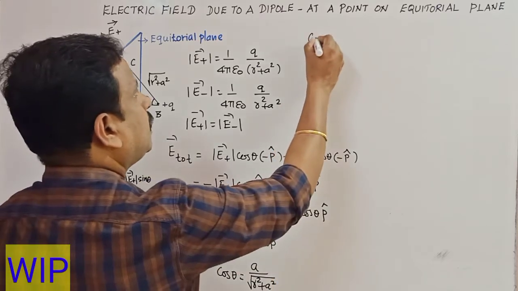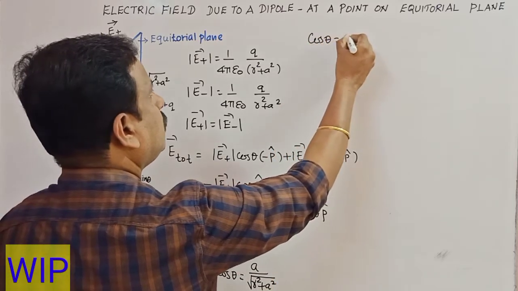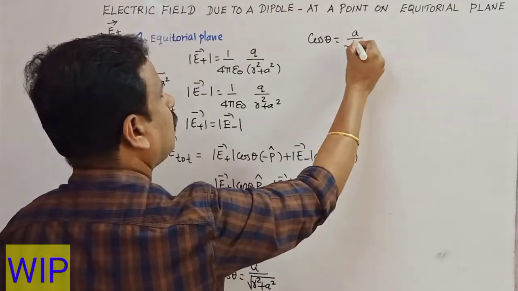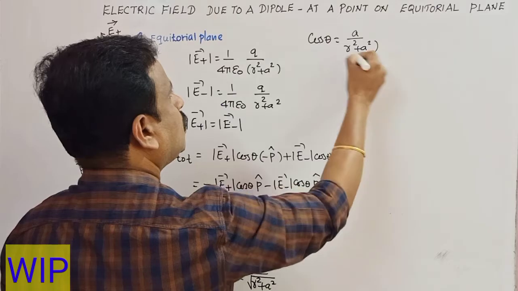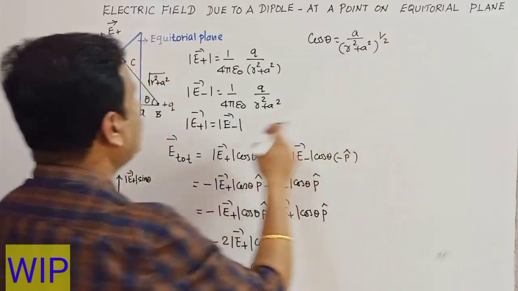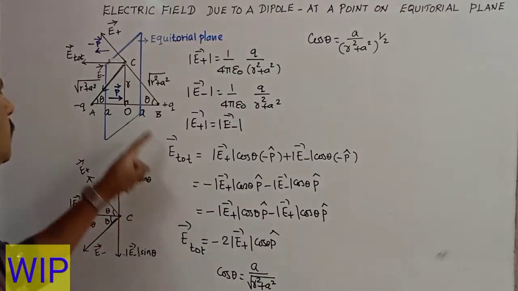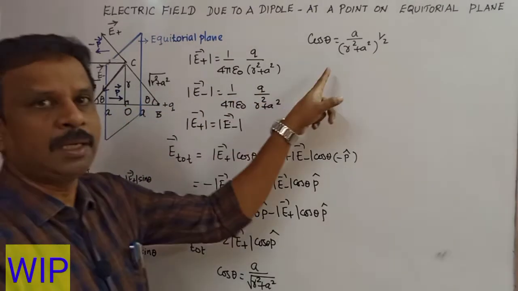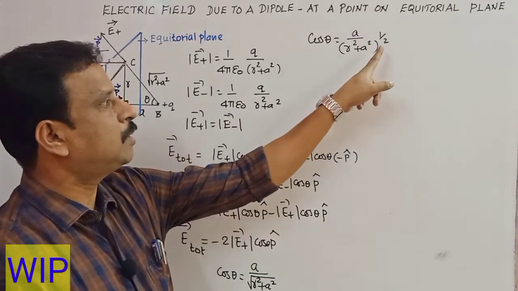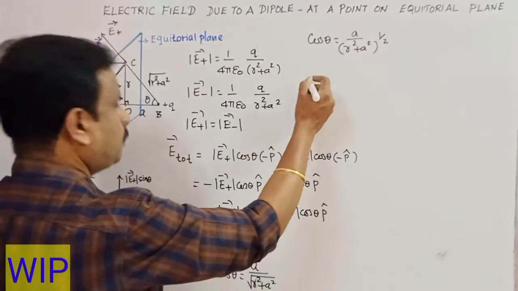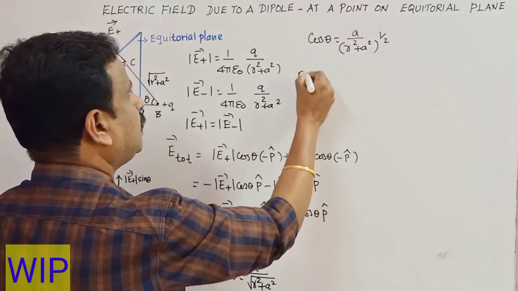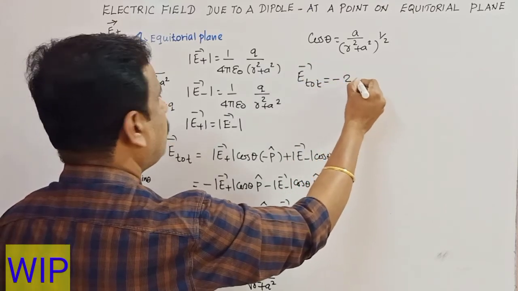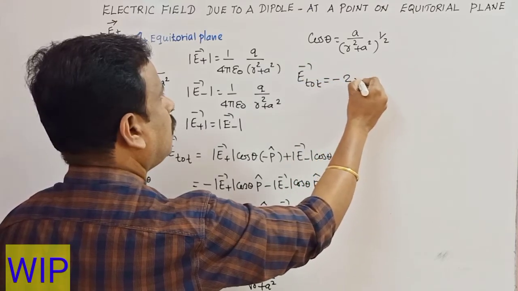So what you have written, cos theta is equal to adjacent by hypotenuse. What is the adjacent side? A divided by r square plus a square to the power of half, right? Root means to the power of half. Adjacent is a, hypotenuse is root of r square plus a square. So you are getting r square plus a square to the power of half. Now you can proceed.